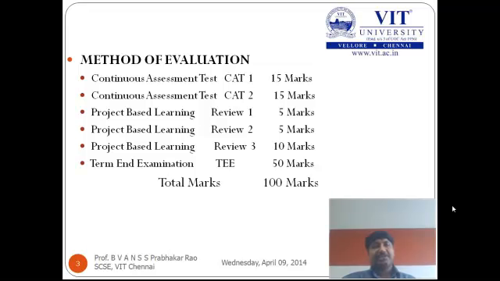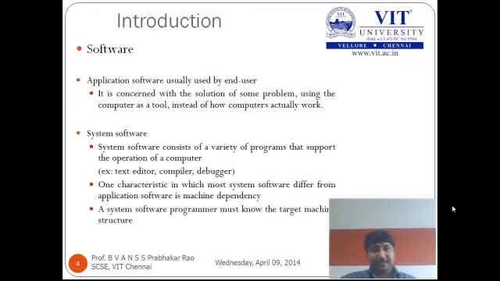Similarly for CAT 2, project based learning, we will conduct 3 reviews. Review 1 is 5 marks, review 2 is 5 marks, review 3 is 10 marks. In the terminal examination, we will conduct for 50 marks, the total being 100 marks. Based on that, the grade will be assigned by the controller of examination.